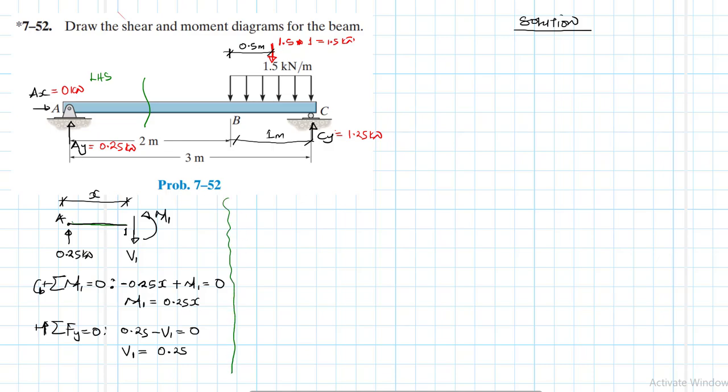So what we're going to do now is the second section. We're going to section this there. For this one I'm going to use the right hand side section. Let me draw the right hand side to just be a piece like this. This point is C. I have a reaction there, which is 1.25 kilonewtons, and then I have some loading.